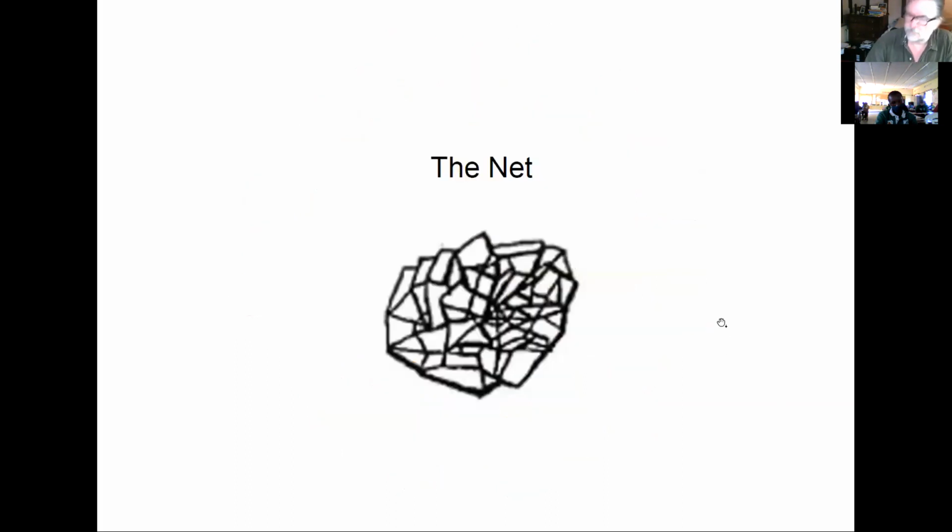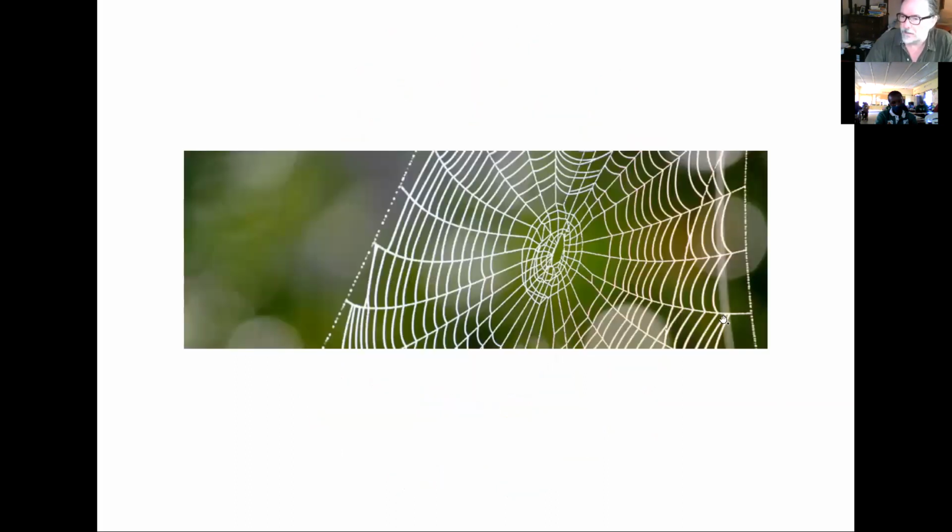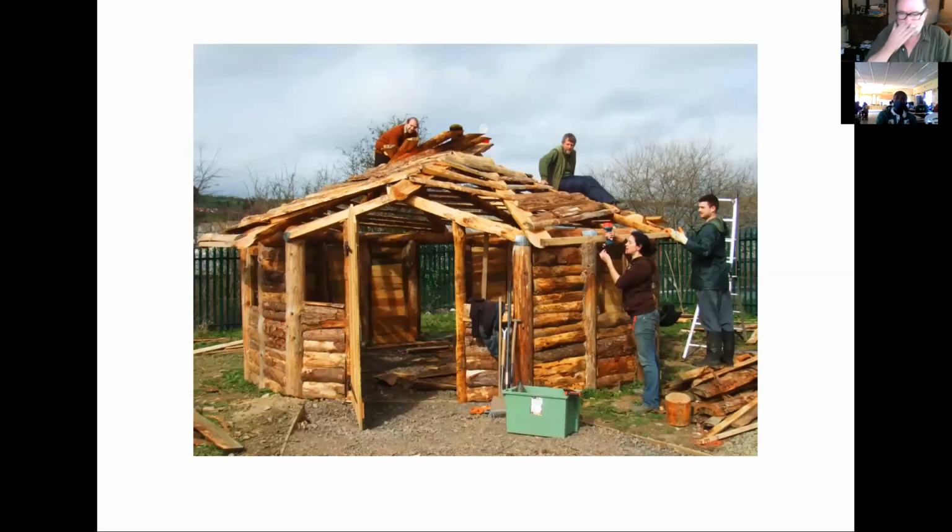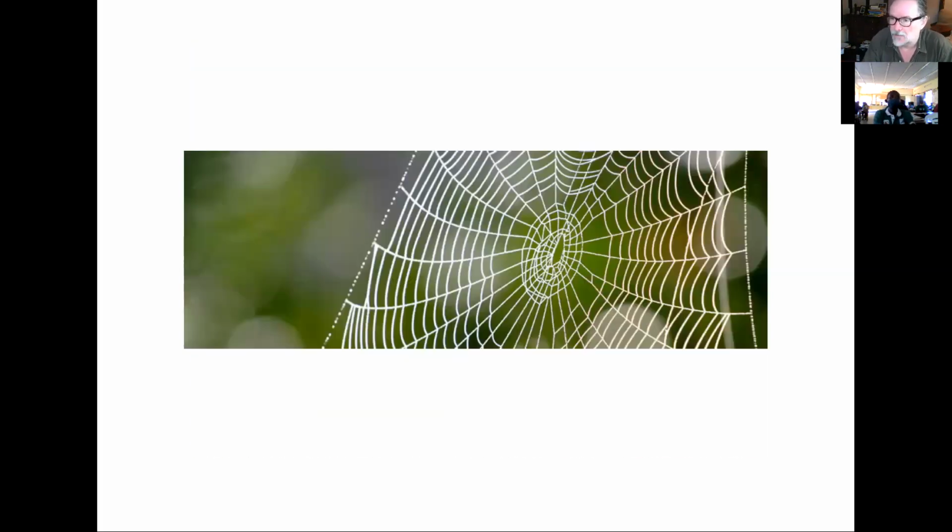The net, another very common pattern. We've all seen spiders' webs. We all know what they are. But what I always like to say is, we all see a spider's web and recognize it, but every spider's web is different. They're all unique. So we learn to read the diversity and complexity of the world by seeing the pattern behind it. And in this case, the spider wants to create a trap to catch flies.